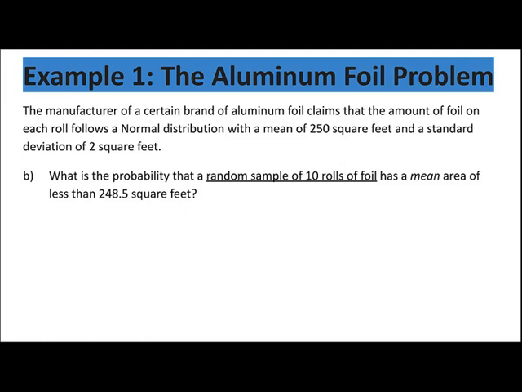So we want to know the probability that a random sample of 10 rolls has a mean area of less than 248.5 square feet. What makes this a sampling distribution problem is that I'm talking about a random sample, and I'm talking about the mean area for that sample. Because I'm not talking about an individual roll of foil, I can't just use the original mean and standard deviation, and really even shape. I have to think about what this sampling distribution is.